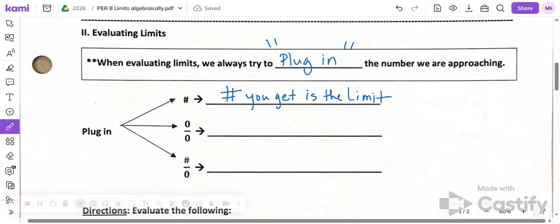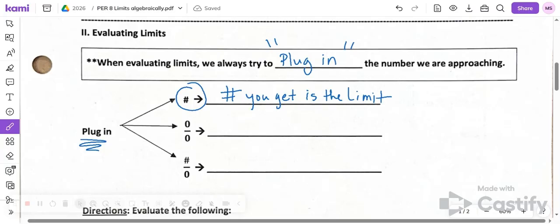You're going to plug in a number, and there's going to be 3 cases. One of the cases will be that you get back a number. That number will be your answer. You're done. It's nice and easy.